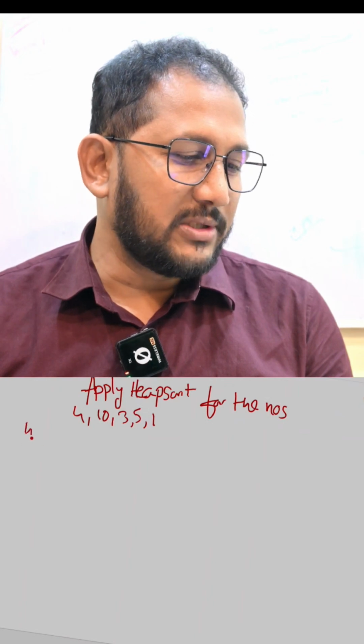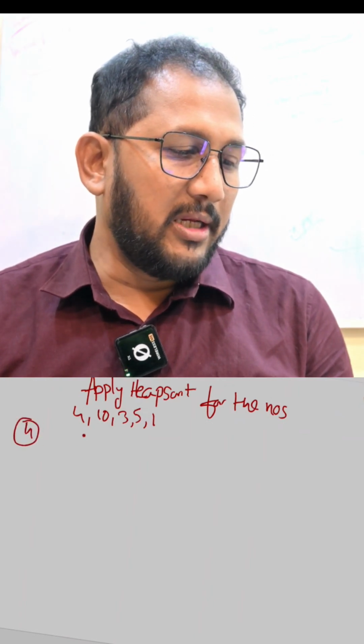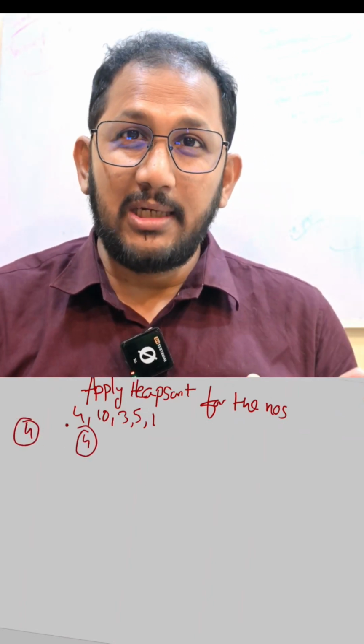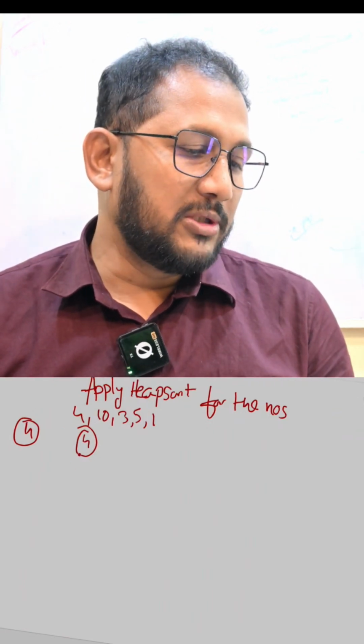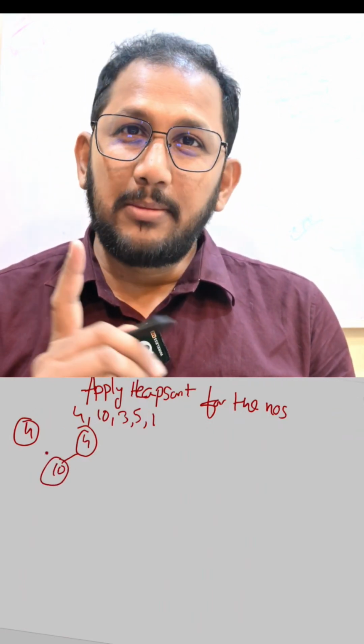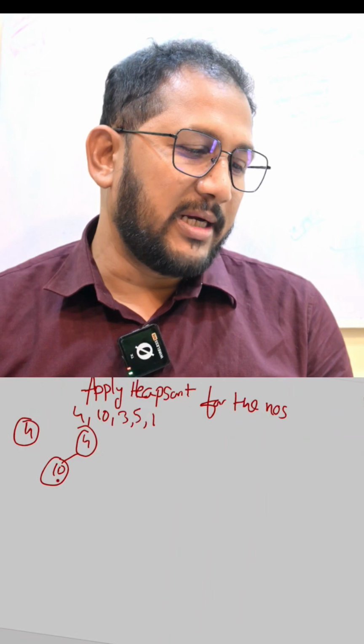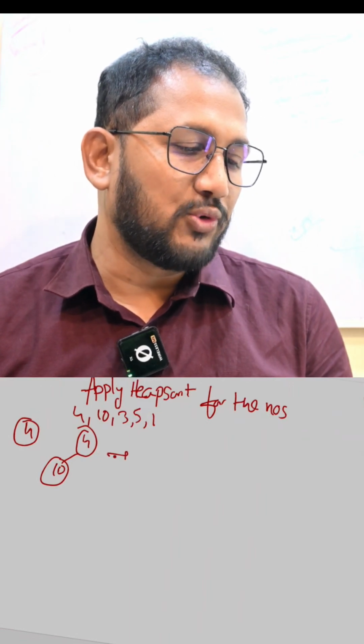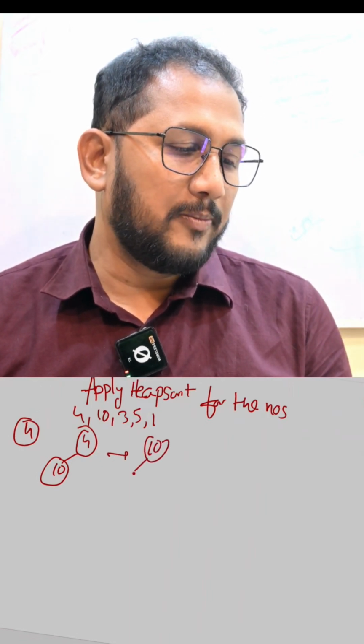4 is added. First insert 4, then 10. We need to add left child, then right child. That is 4, then 10. But we need to construct max heap. So here, the child is greater than the parent value, so we need to swap this. This is 10 and 4.